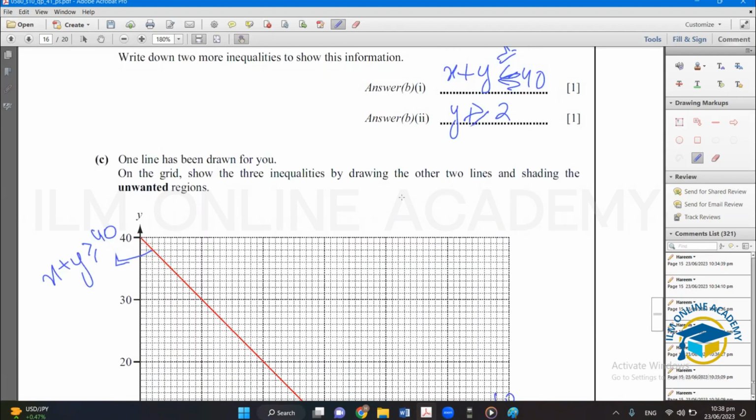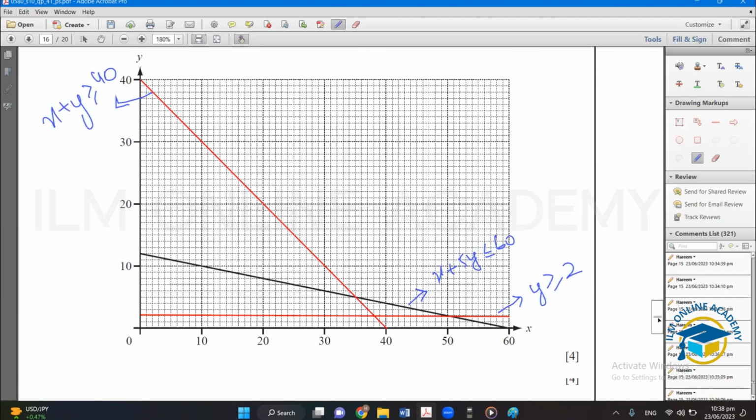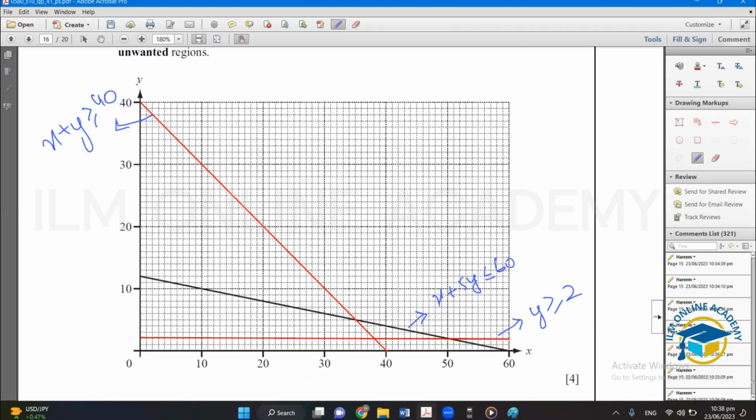Show that 3 inequalities by drawing the other 2 lines and shading the unwanted regions. So what they are saying is that you have to draw the lines. This is the line they have drawn, x plus 5y equals 60. Now y is y greater than or equal to 2. It's a straight line. There is a y and there's 2. What you have to do is just draw the straight line.